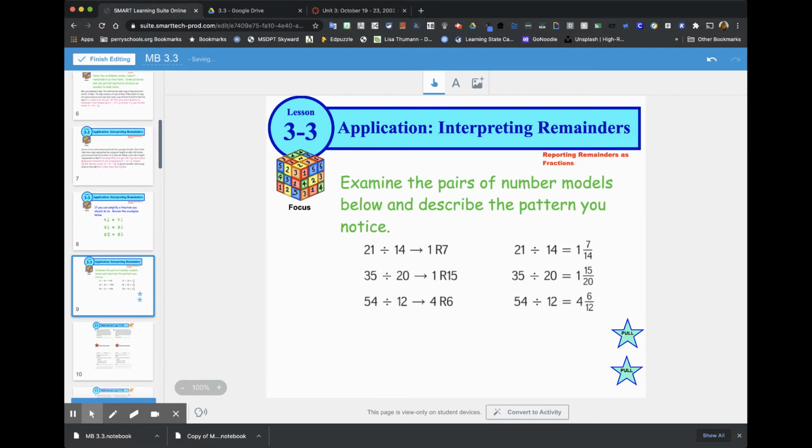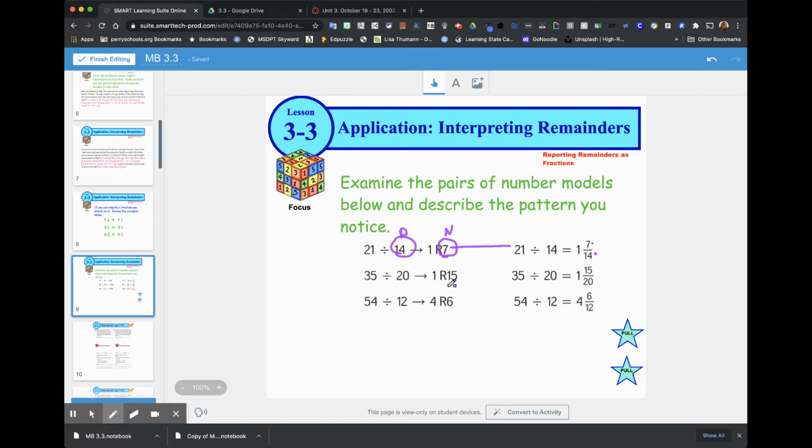So examine these pairs of number models and describe the pattern we notice. Okay, so if we look at this one to this one, I see that 21 divided by 14 is 1 with a remainder of 7. When I look over here, I see it's 1 7/14. Here we have the remainder. Here we have what we're being divided by. So here's the numerator. Here's the denominator.